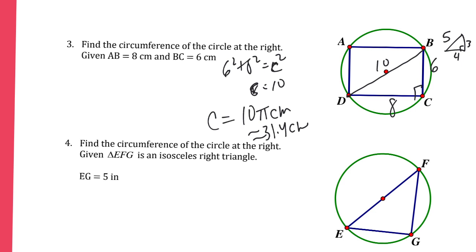The bottom one has legs of 5. This is a 45, 45, 90. It tells you it's isosceles. It means the hypotenuse is 5 root 2. And then, as a result, to find the circumference, you could do circumference equals pi d, or 5 square root of 2 times pi, and that's in terms of inches. If you want the decimal approximation, you could just type that in your calc and get approximately what it is.